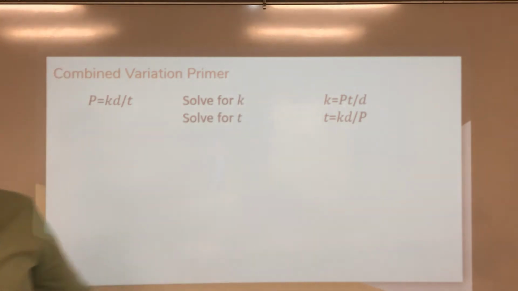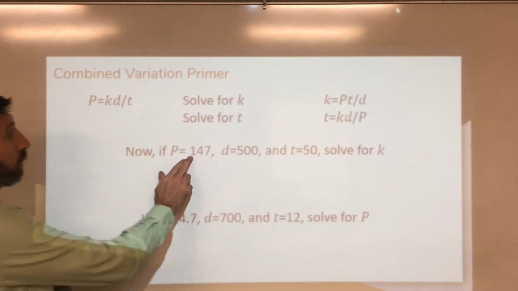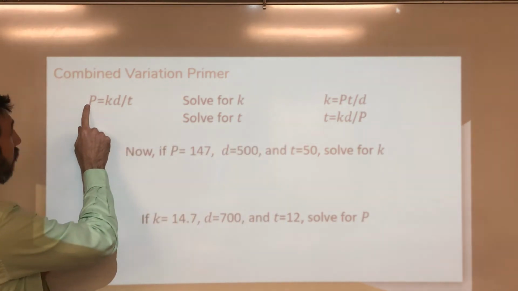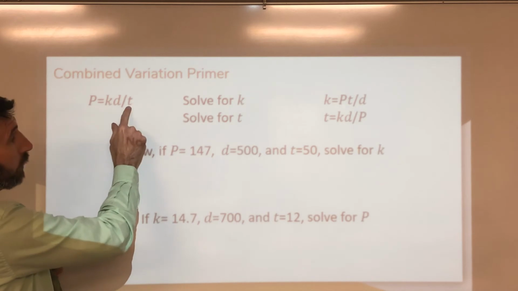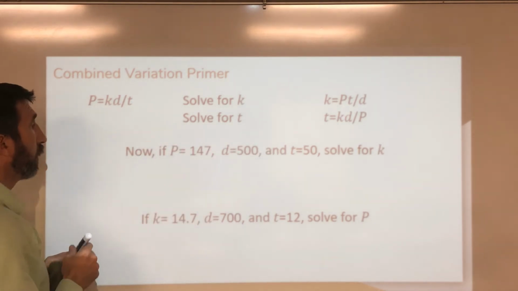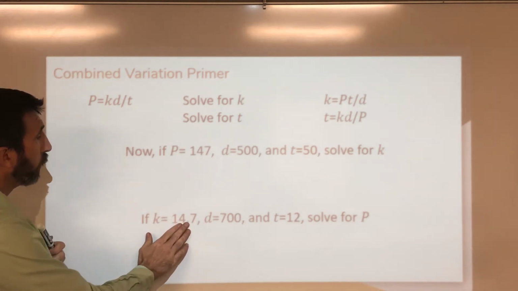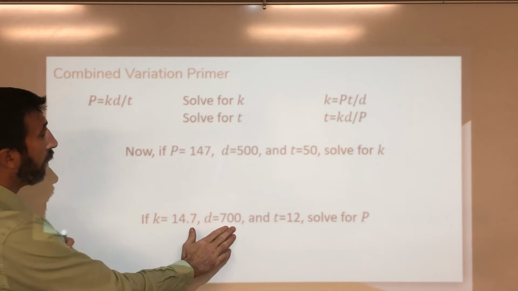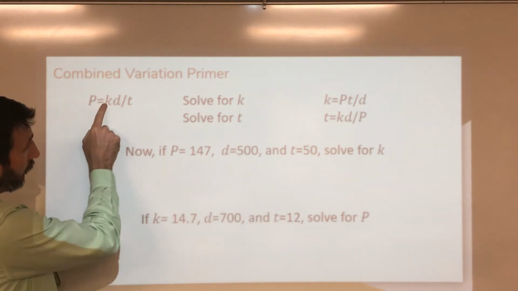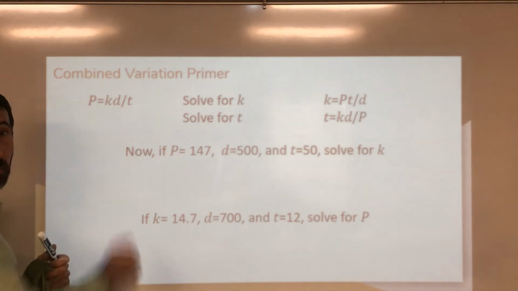And of course, just like the others, if we start adding in numbers, we can solve. If we have p equals 147, d equals 500, and t equals 50, we can solve for k. Once we know what k is, so if we know that k equals 14.7, and d is 700, and t is 12, we've got k, we've got d, and we've got t, we can solve for p.